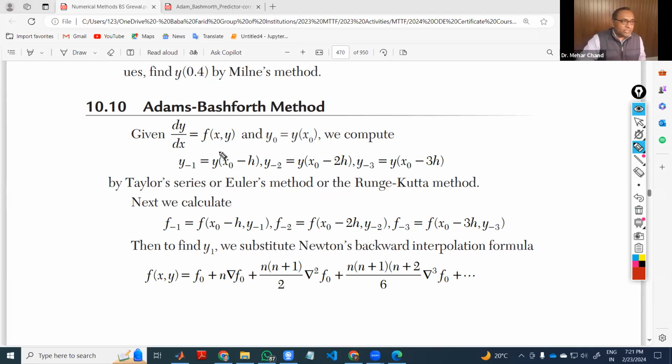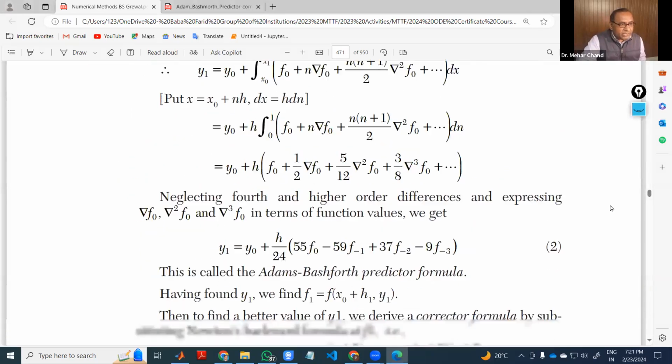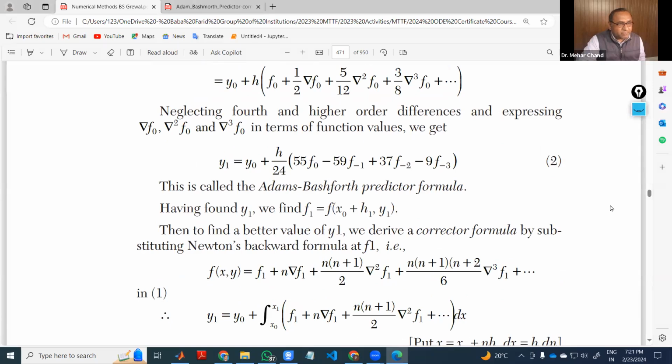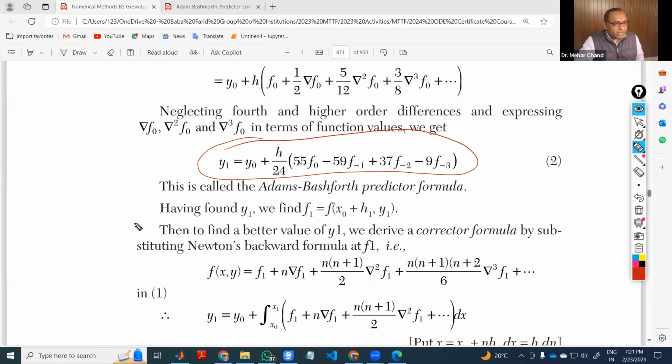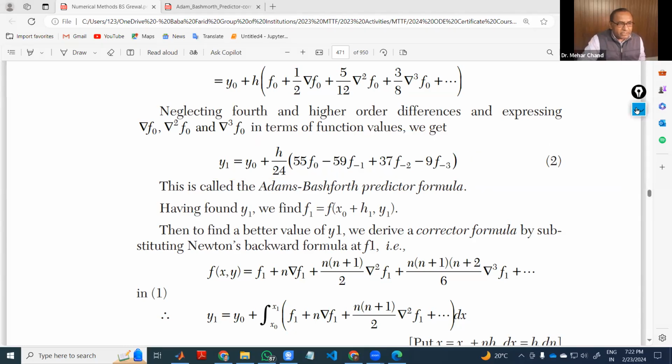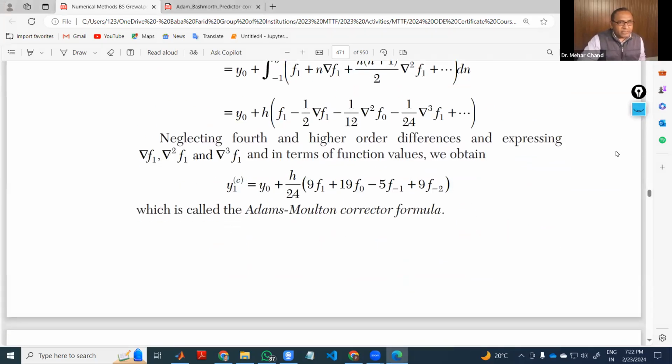You can see dy/dx is equal to f(x,y), and this is the initial condition, and based on this condition we need to compute these values which are available here. Corresponding to this we have the functions f minus 1, f minus 2, and f minus 3. Then we have the predictor and corrector defined at this place. This equation is the Adams Bashforth predictor formula. Along with it we have the corrector, which is given at this place. The corrector is this equation, which you can see here.